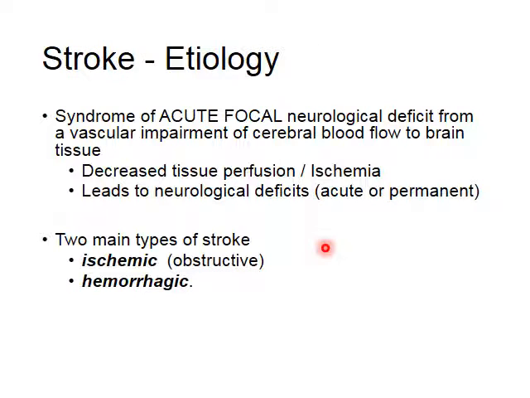The etiology of a stroke: we usually see that when we have a stroke, there's some acute focal neurological deficit that will happen because of the vascular impairment that will occur. And as I said, it will be due to lack of tissue perfusion or ischemia that is occurring. And depending on how long this event occurs, it can be permanent or it can be acute, meaning it resolves.